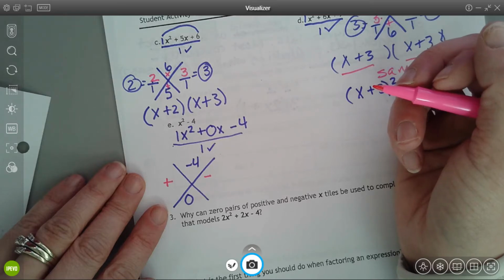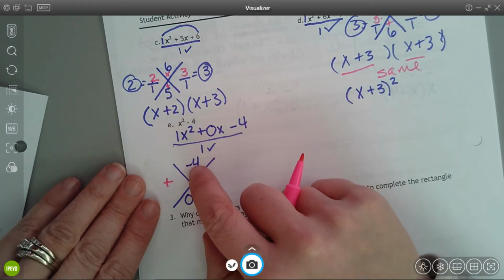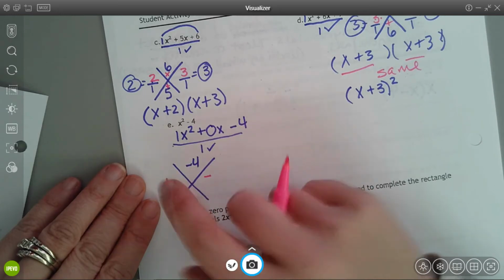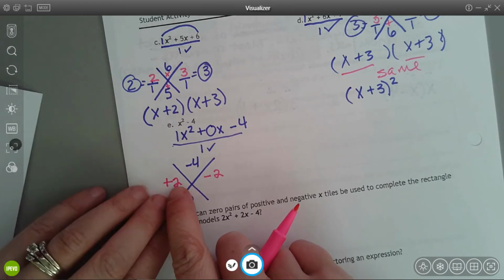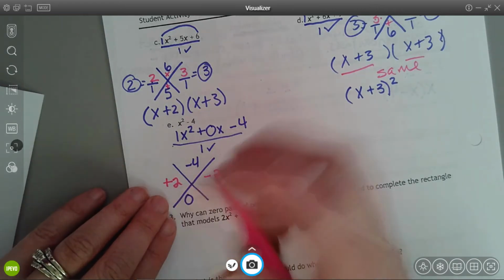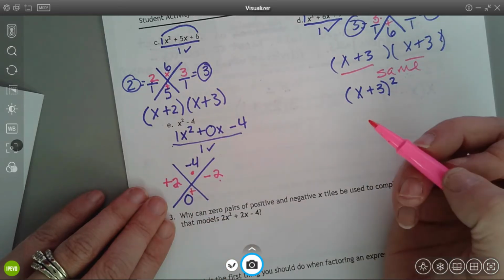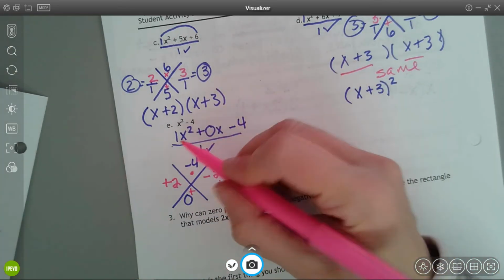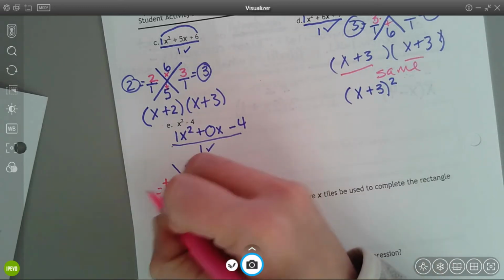For example, positive 1 and negative 1 make 0. Positive 2 and negative 2 make 0. So what are factors of a negative 4 that are identical? That would be a positive 2 and negative 2. And we can check it. 2 times negative 2 is negative 4. We're good. And 2 minus 2 is 0. We're good to go there. Okay, divide by my A term, which is just 1. That means we got a negative 2 and a positive 2.